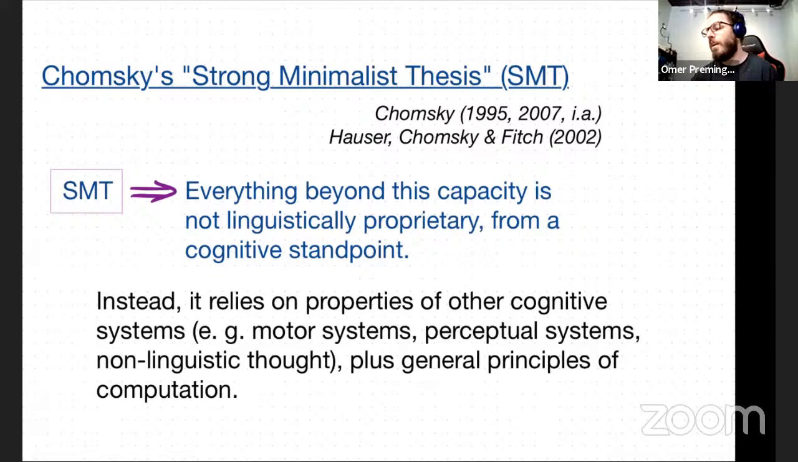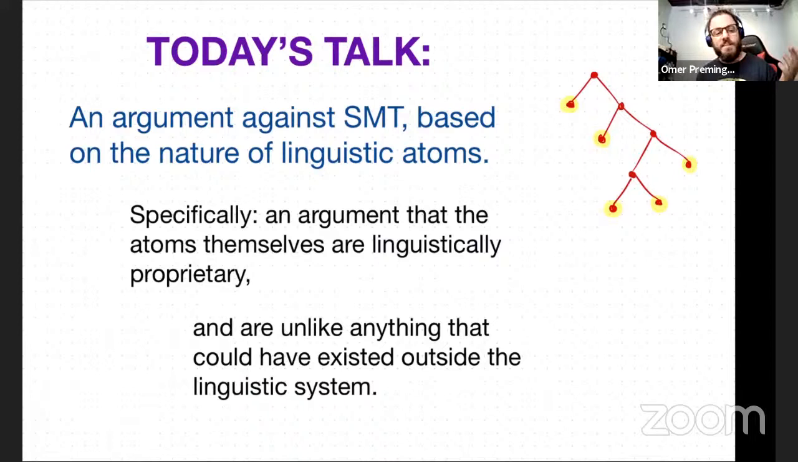So in today's talk, I want to give you an argument against the strong minimalist thesis. Based on the nature of the atoms involved in linguistic computation, that is, based on the nature of what it is that's sitting at the bottom of these hierarchical structures. Specifically, I want to show you an argument that the atoms themselves are linguistically proprietary. That is to say, they are unlike anything that could have existed outside a linguistic system. In particular, they're nothing like the arbitrary signs that one might find outside of human language.